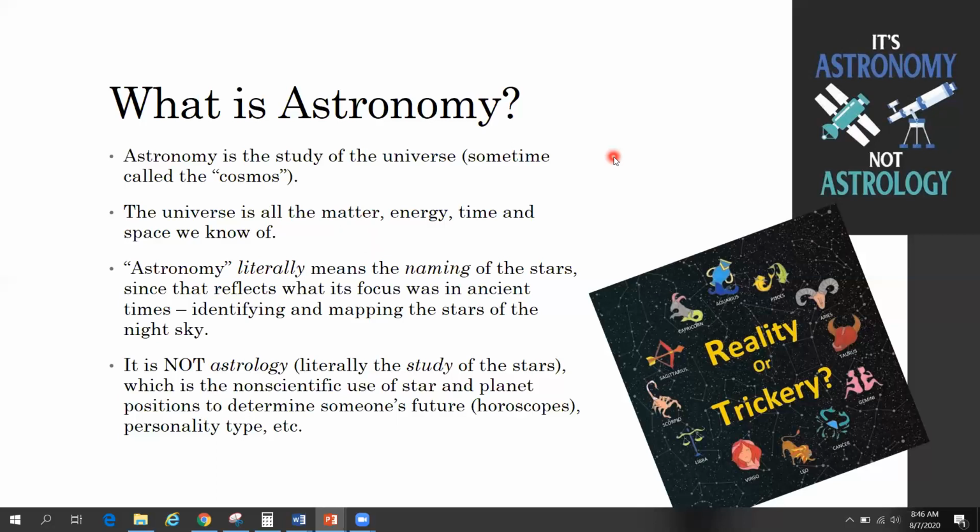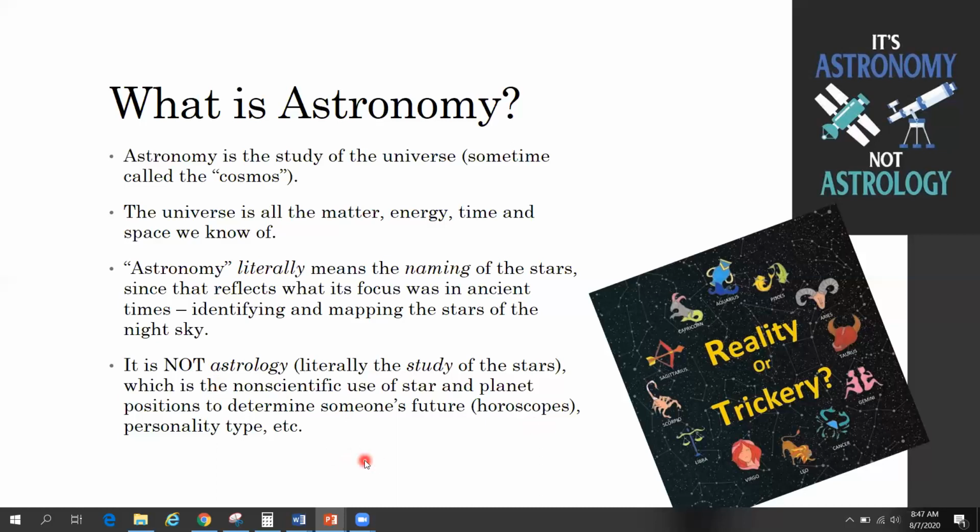Now, astrology sounds like a science class, or the name of a field of a science, like biology does or something like that. And the word would literally mean the study of the stars, just like biology means the study of life. However, we use the term astrology, and it has been used, again, for quite a long time, to refer to what we today consider to be a non-scientific practice of using the positions of stars and planets to do things like determine someone's future. Like if you've ever read a daily horoscope, that's an example of that.